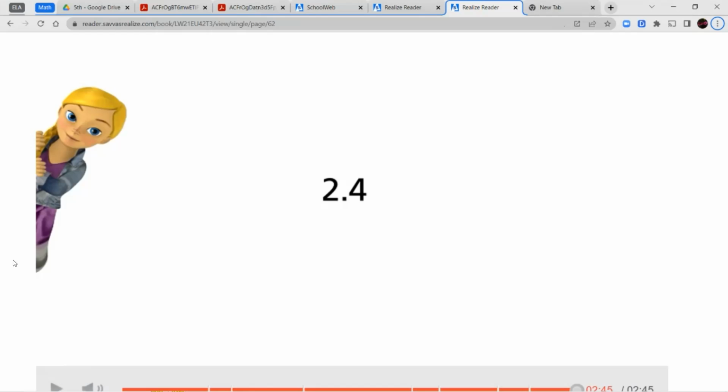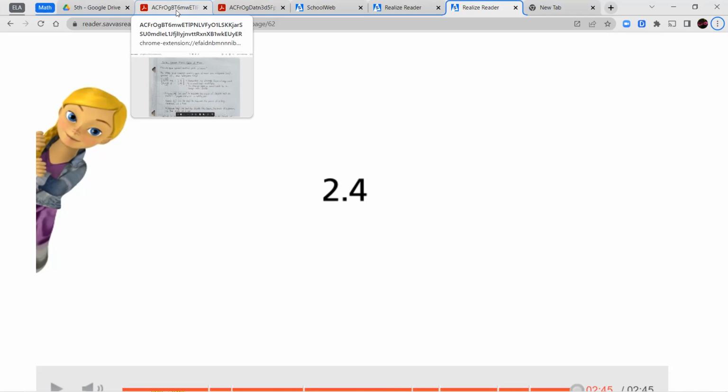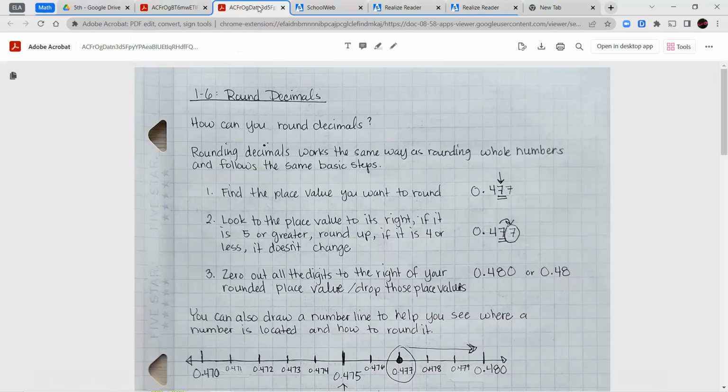All right, now let's go ahead and jump into our notes and our guided practice together. So lesson 1-6, round decimals. How can you round decimals? That's going to be our focus question. Now, rounding decimals works the same way as rounding whole numbers, and it follows the same basic steps.